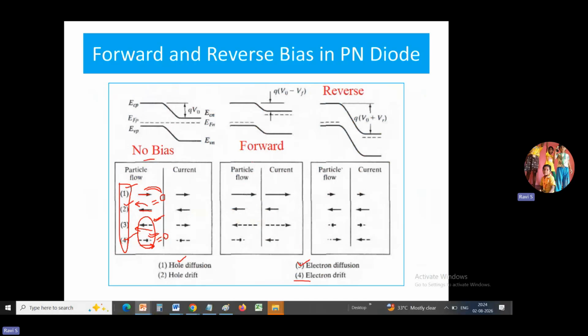Now coming to the forward bias case, where majority charge carriers are crossing the junction, hence the diffusion current becomes large. In the same way, electrons are crossing the junction, contributing a large amount of electron diffusion current. However, the holes drifted from the N region into the P region are less when compared to hole diffusion. So hole drift is small when compared to hole diffusion. So there is a net current flowing in the device which is large in quantity.